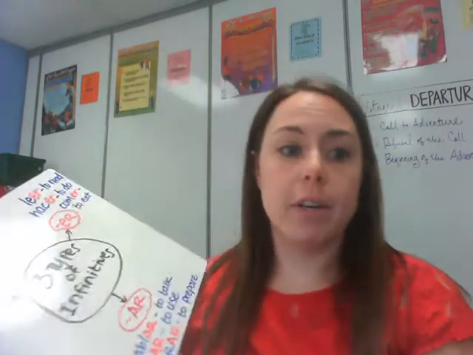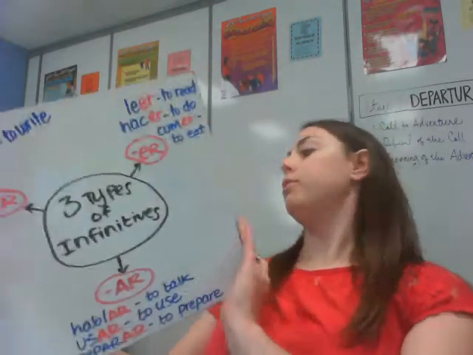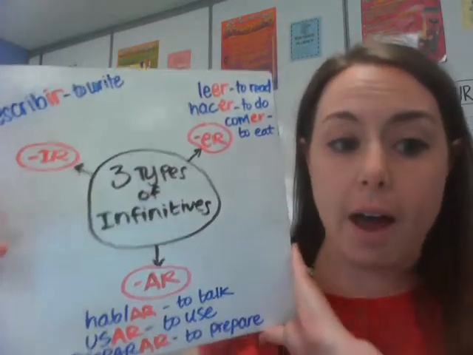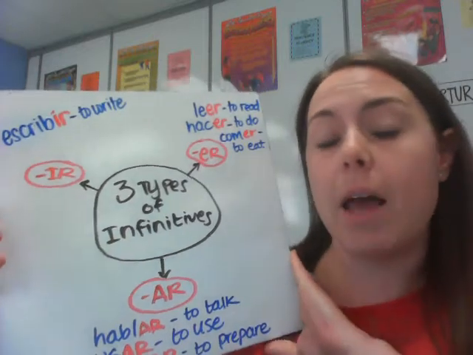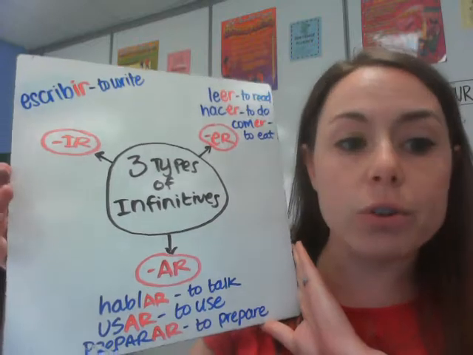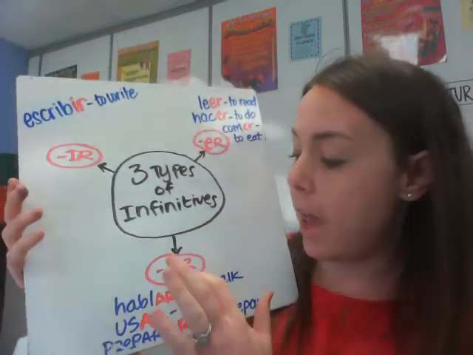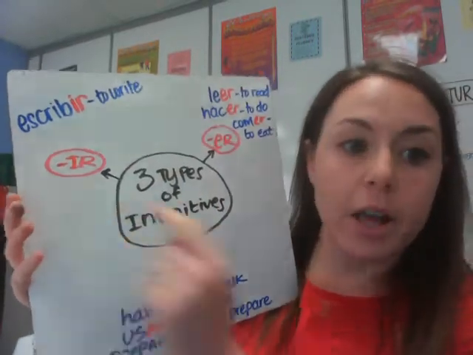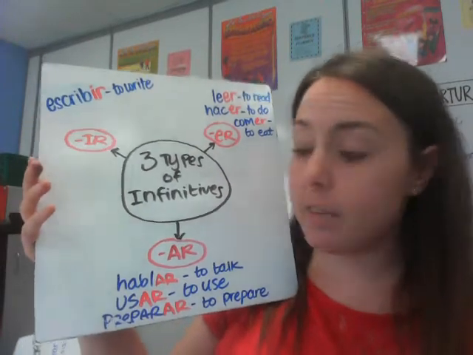In Spanish, there are three different types of infinitives because we don't have the word to in front of our words in Spanish. We have endings that indicate what type of an infinitive it is, and this is going to be important when we do start to conjugate. So there's three types of infinitives: AR, ER, and IR, and these are determined by the ending of the verb.